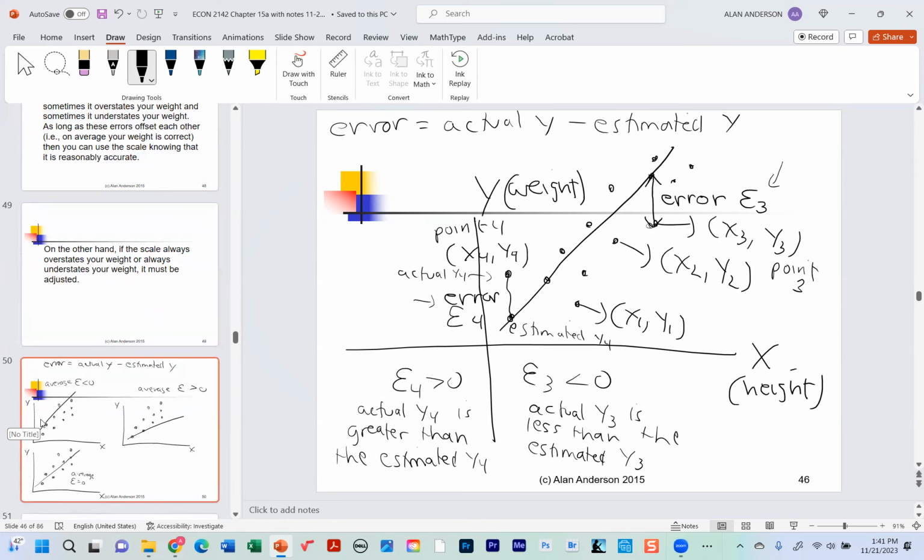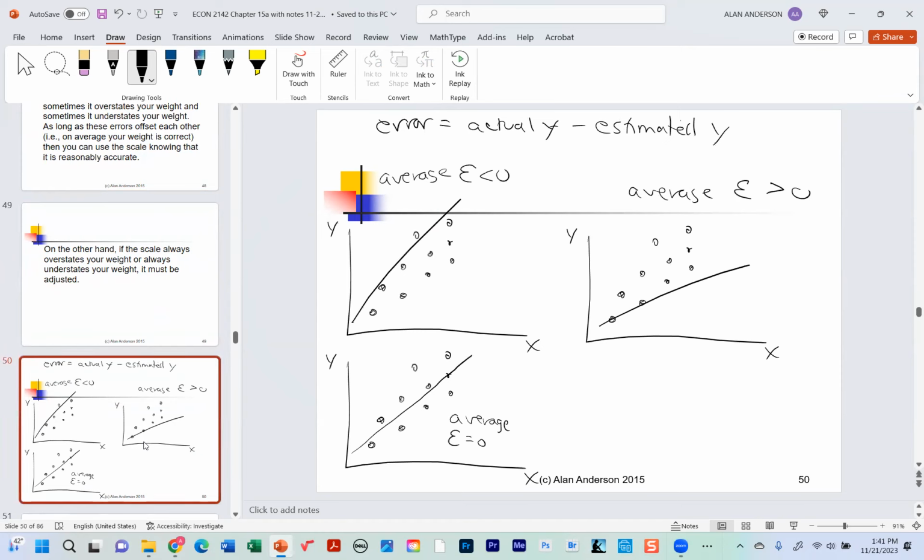By the way, what if that wasn't true? What if the errors did not average out to zero? Let me show you some more graphs. In the bottom left-hand corner here, they do average out to zero. Wonderful. But look at this one in the upper left-hand corner. Oh my God. That regression line is really terrible because the points are almost all below the line. Means the average error is negative.